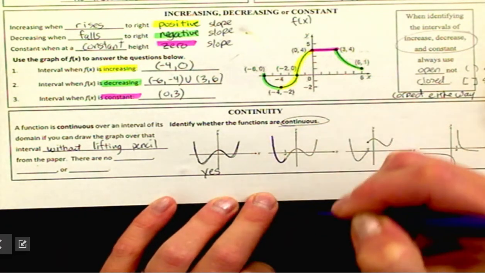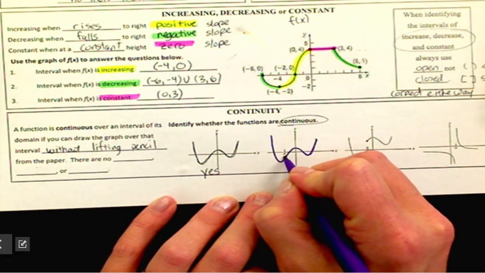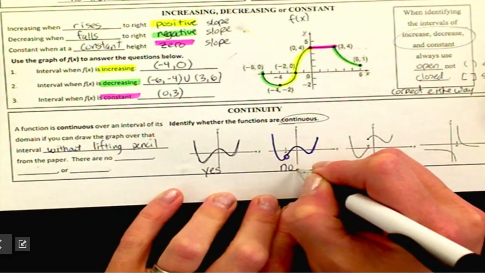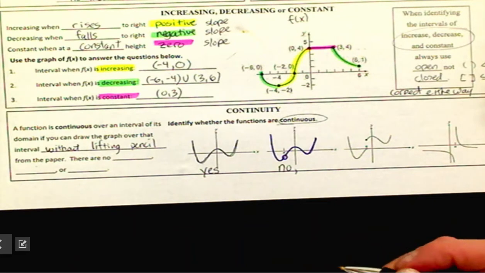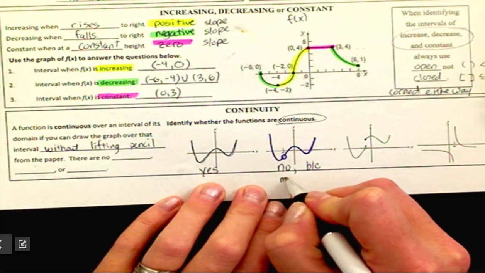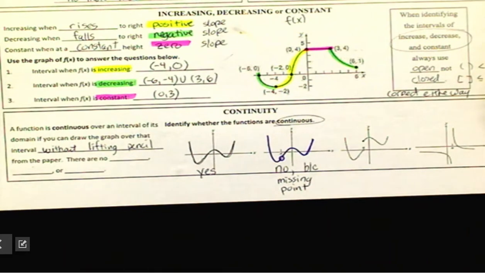Don't get too creative. See that open circle there? I skipped over it. So that's what you have in this graph. It's a little small. Do I draw the graph without lifting my pencil? No. Okay, so we're going to put a reason. No, the graph is not continuous because of a missing point, right? There's a point that is missing. It's called a point discontinuity. Okay, so now I'm going to do the next one.